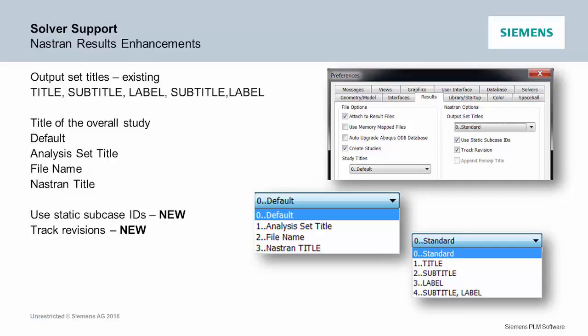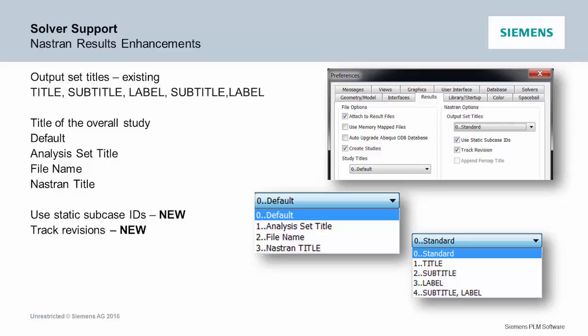So if you're naming your file something that means something, you're going to see it as your study title, which is nice. We also had a customer whose subcase IDs in Nastran obviously meant something to them. Like case 301 was a 4G pull-up, and they want to know that it's 301. So Femap will now bring in that subcase ID and put it in as part of the title. So now you'll see case 301.